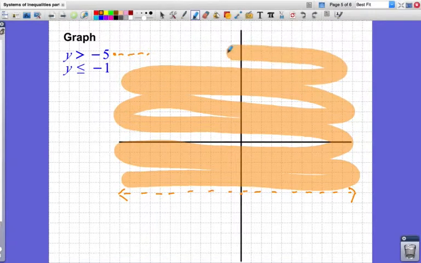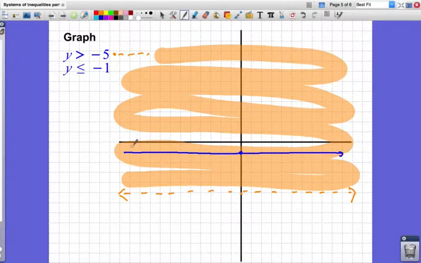So there's my shading. Okay, now let's do my next one. We'll do this one in blue, and we'll do y is less than or equal to negative 1. Because it's less than or equal to, I know I can use a solid line, so that makes it a little bit easier. And negative 1 for y is right here. So I have a solid line on y is equal to negative 1.